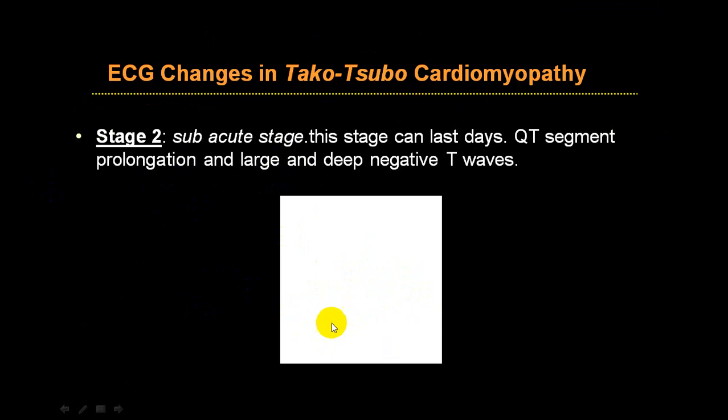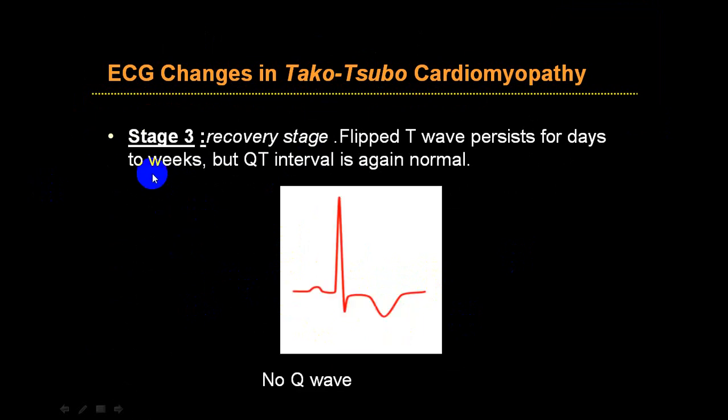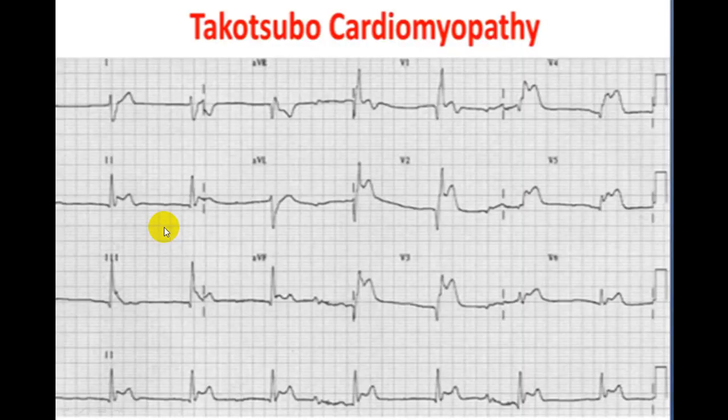In subacute stage you will have an ST depression with T wave inversion, sharp T wave inversion, large and deep T wave inversion. And whenever the person goes into a recovery stage, now see there is no Q wave appearance. ST segment will come closer to isoelectric line, but T wave will still remain inverted, and QT interval will again become normal. This is recovery phase.